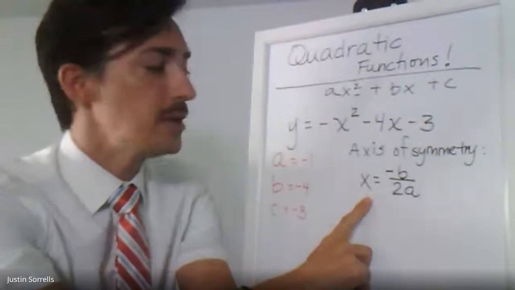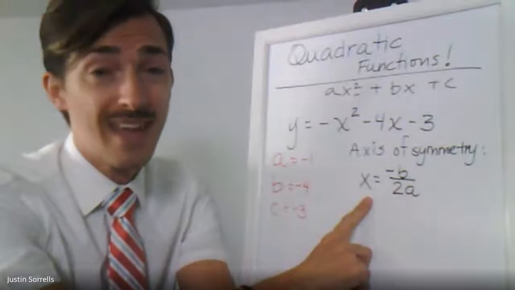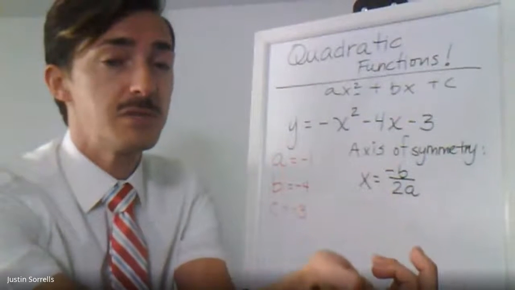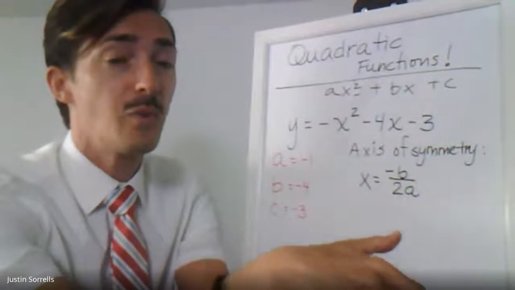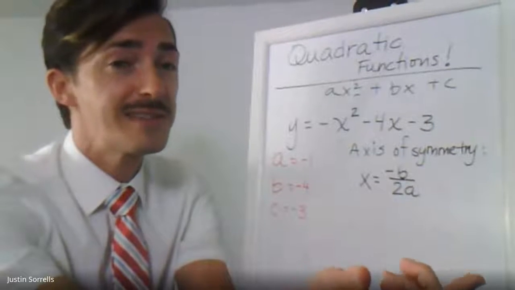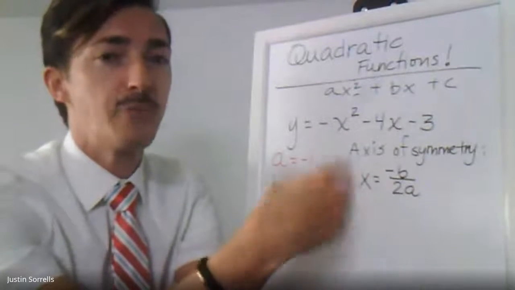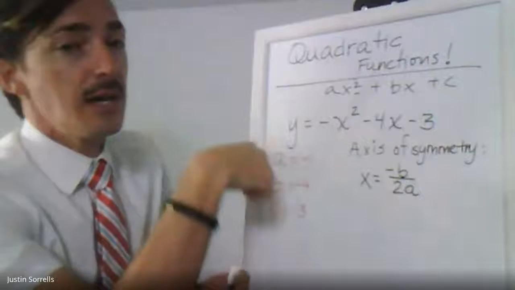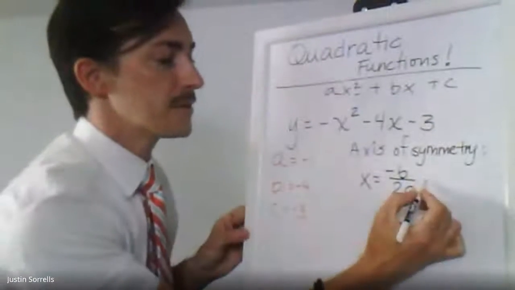We're going to use this formula again to find the axis of symmetry. And just like Michaela said, once we've determined that value for x, we're going to plug it back in to help us determine the vertex of our parabola. Okay? So let's substitute it.